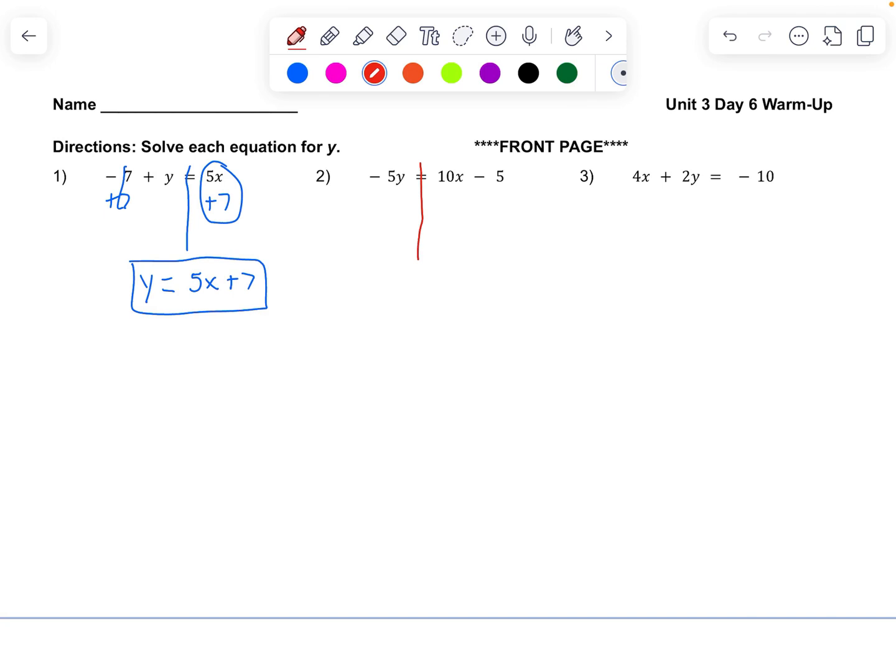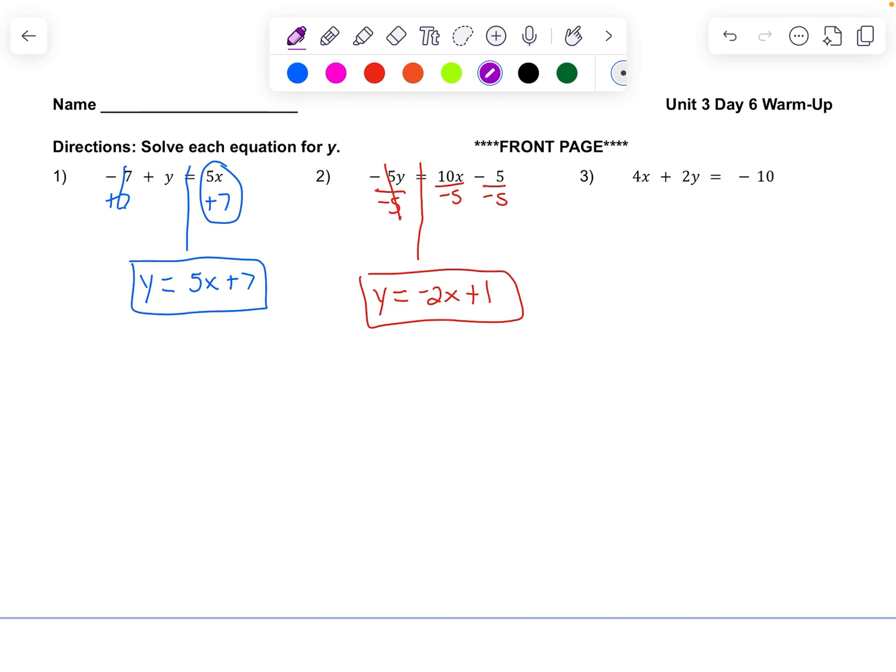All right, number 2, -5y equals 10x minus 5. So in this case, we just need to get rid of that -5. But based on how that's formatted, -5 and y are being multiplied, so we need to divide by -5. And remember, when we multiply or divide, we must do it to every single term. So our -5's cancel. 10x divided by -5 is -2x. -5 divided by -5 is +1.